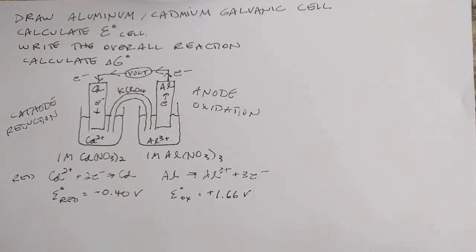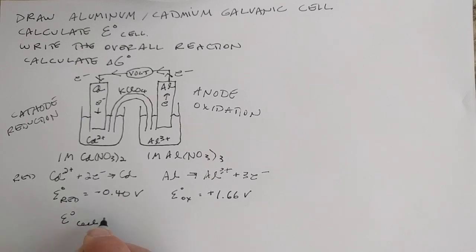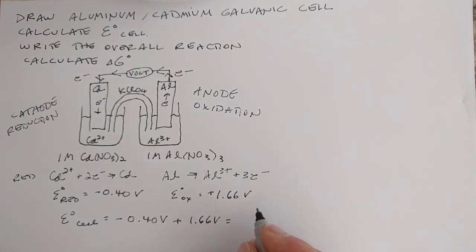So now we can get the E0 for the cell. So the E0 for the cell equals the E0 of the reduction, negative 0.40 volts, plus the E0 of the oxidation, 1.66 volts. So we get a value of positive 1.26 volts.